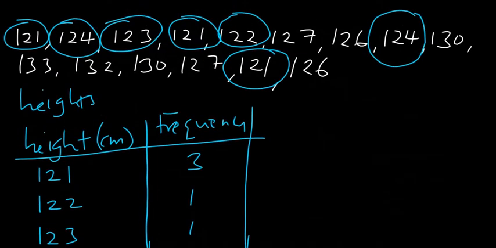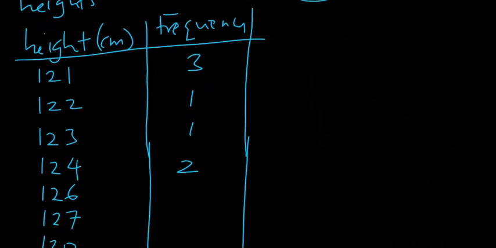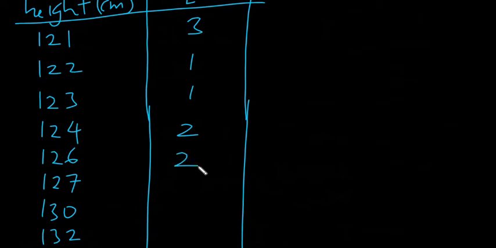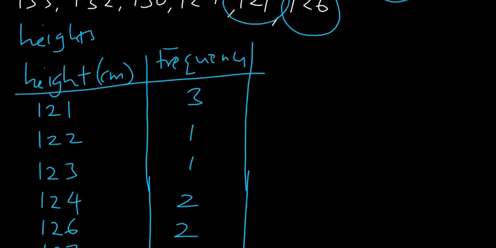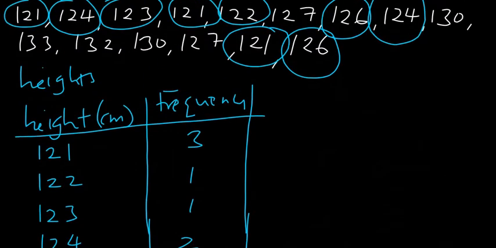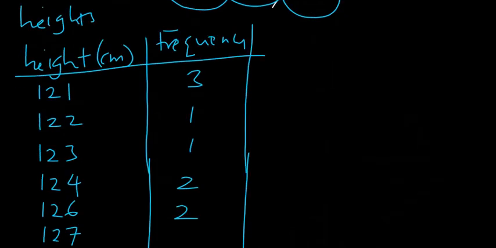So let's go to 126. For 126 I can see one, and I can also see another one. So those are two. Let's go to 127. For 127 I can see one, and yes, there's another one. So those are two.